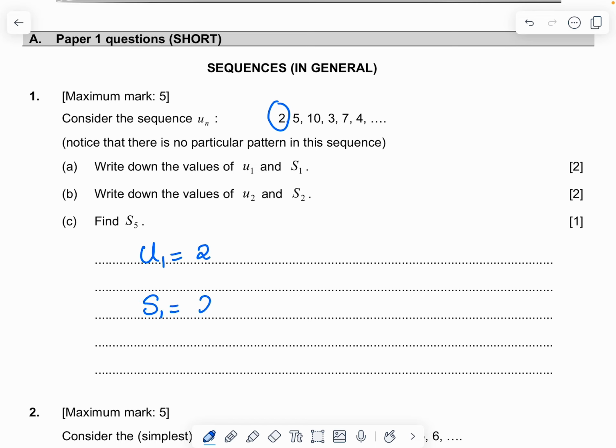S1 means sum of the first term, which is going to be again 2. Then u2 is going to be 5. S2, what is the meaning of S2? u1 plus u2 is going to be S2, which is 2 plus 5, which is 7.